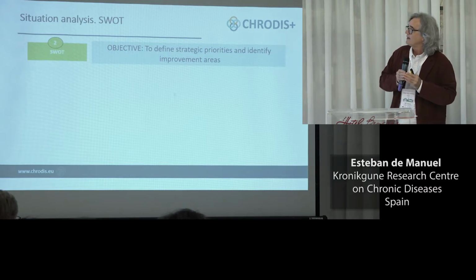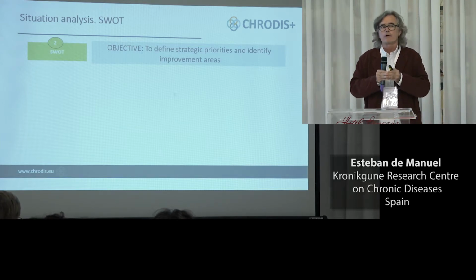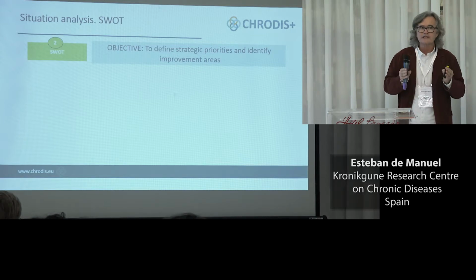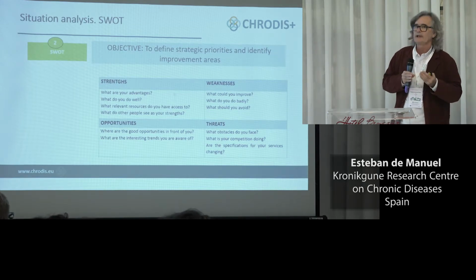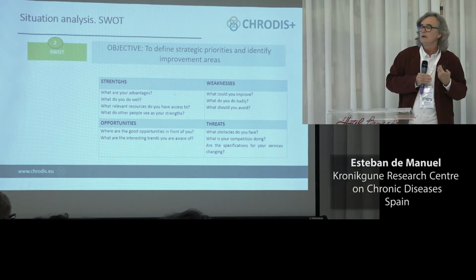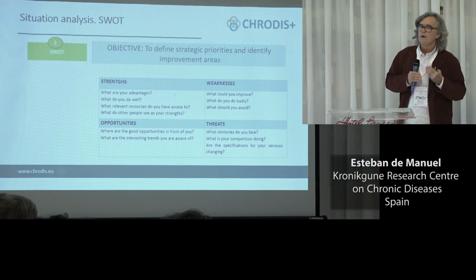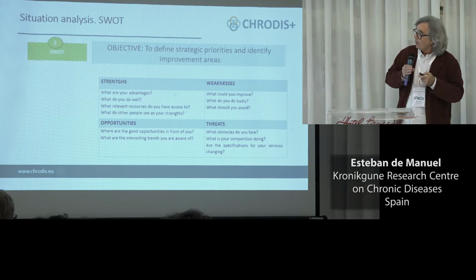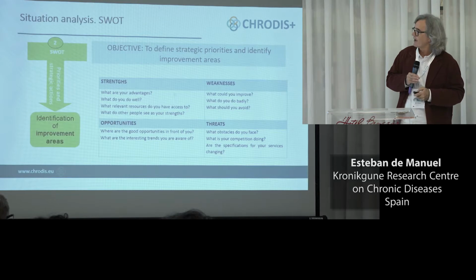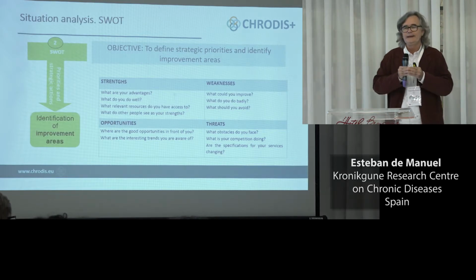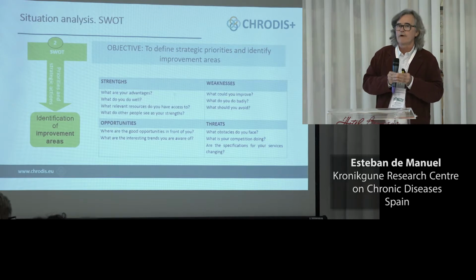We want to define what will be the priorities and identify the improvement areas that we're going to work on. Again, all of these things are different from one place to another, depending on different factors. And with the classical SWOT analysis, we want to identify what we are good at, what our weaknesses are, what opportunities we have, and of course, what the threats are. And with all this analysis, we want to identify then what will be our priorities and the improvement areas in which we are going to work.